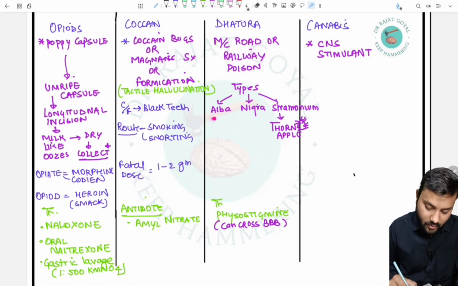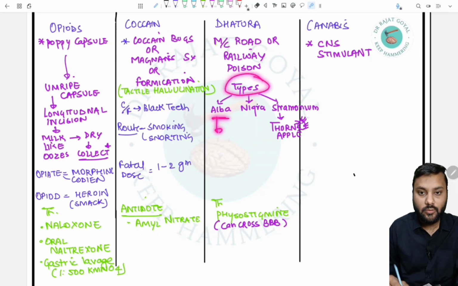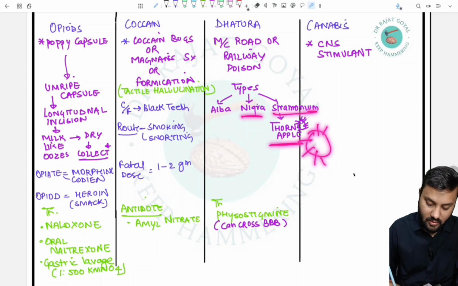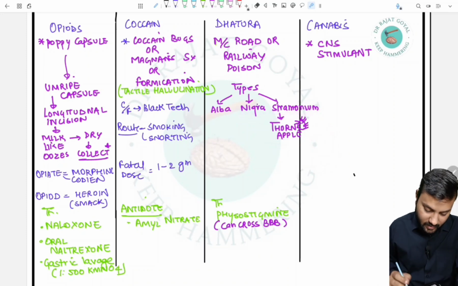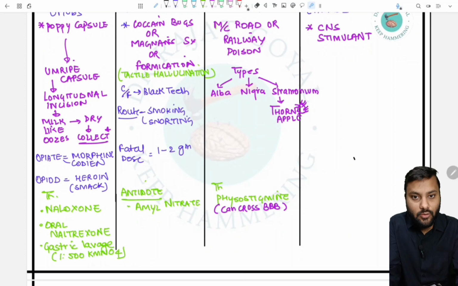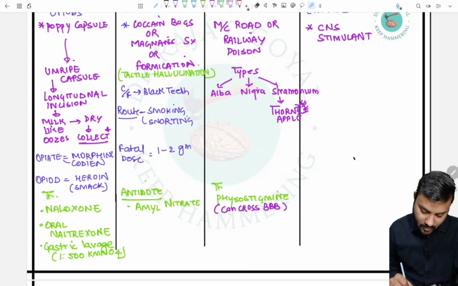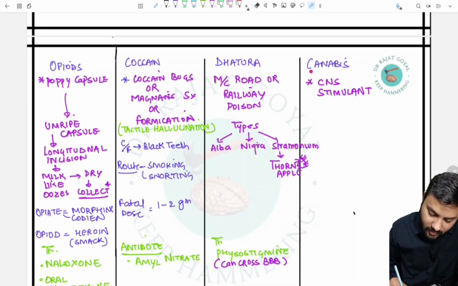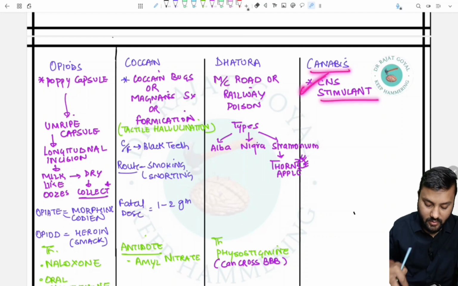And as we have seen, there are three types of datura: datura alba, datura nigra, and datura stramonium, which are also called thorn apple, which we offer to Lord Shiva. And treatment for datura is physostigmine, because it can cross the blood-brain barrier. So we don't have to use neostigmine because it does not cross the blood-brain barrier. So we have to use physostigmine because some CNS symptoms are also there, such as delirium, etc., which we have to decrease. In cannabis, we have to remember that it is a CNS stimulant.